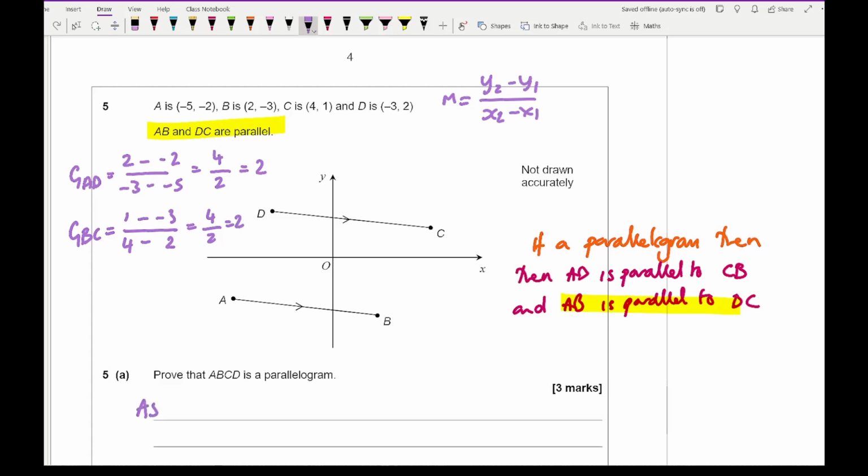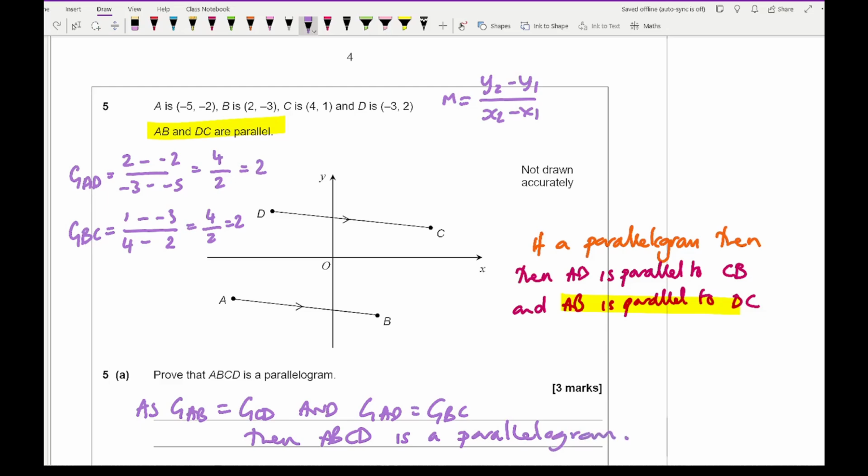So as the gradient of AB equals the gradient of CD, and the gradient of AD equals the gradient of BC, then ABCD is a parallelogram because you've got two sets of parallel lines.